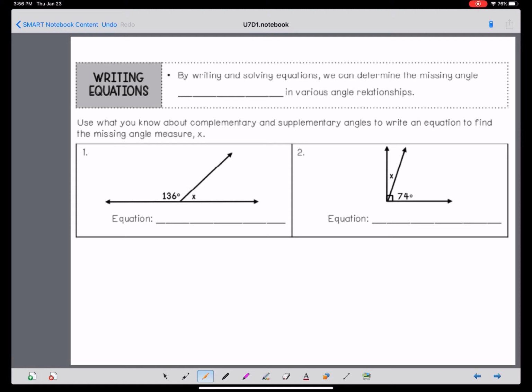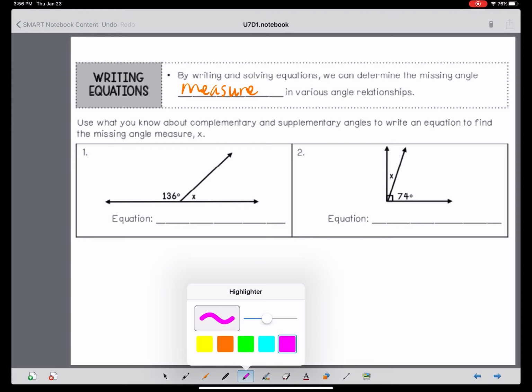By writing and solving equations, we can determine the missing angle measure in various angle relationships. That just means, hey, let's go ahead and figure out what this value right here is. And let's figure out what this value right here is. I know, just looking at this, if this was 0 and this was 180, they give me 136 degrees already. I need my x value to be some value that when I add it to 136, I will get 180, because that will help me create my straight angle.